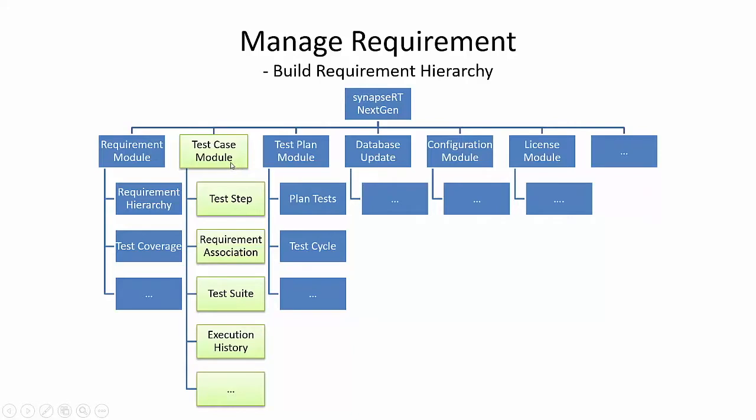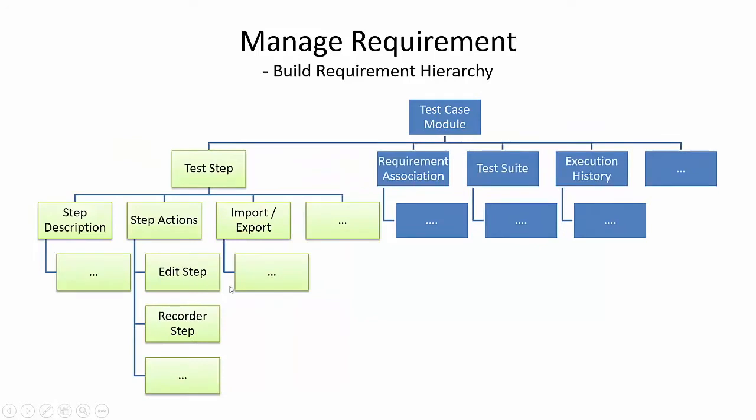Normally, we need to break down a requirement to small pieces, then even smaller pieces until it's specific enough and suitable for engineers to work on. Actually, it is to build requirement hierarchy, which can be done with our synapseRT NextGen.